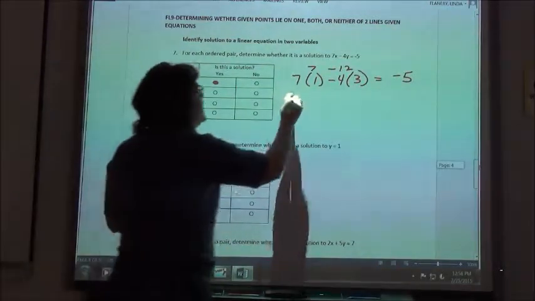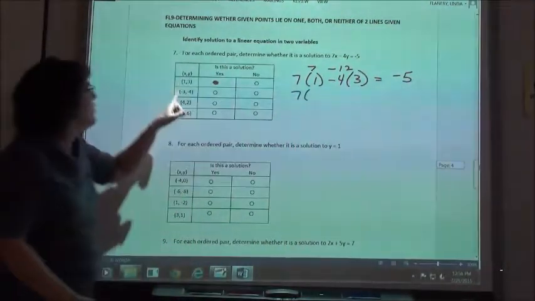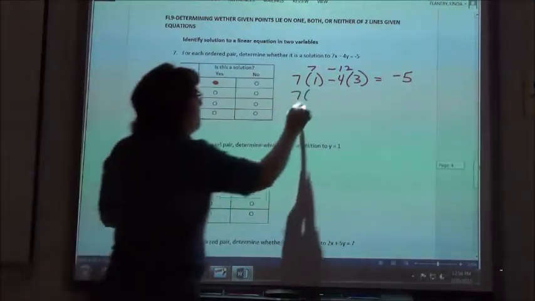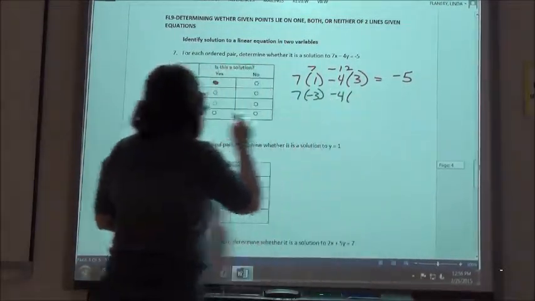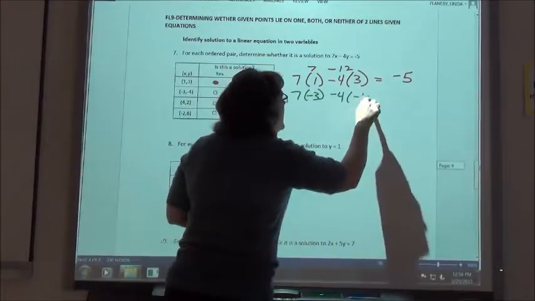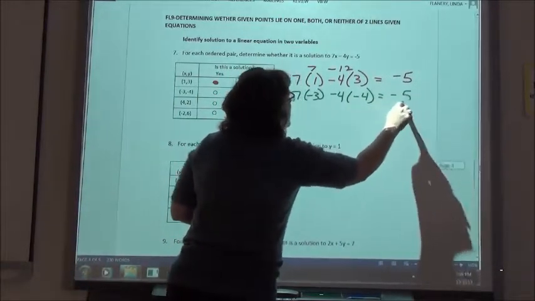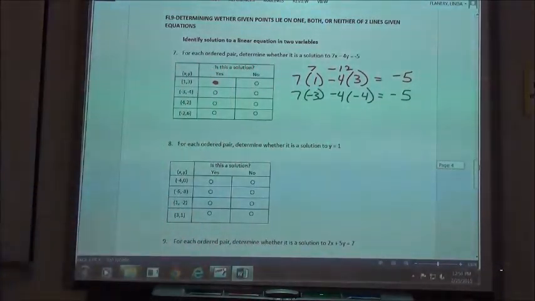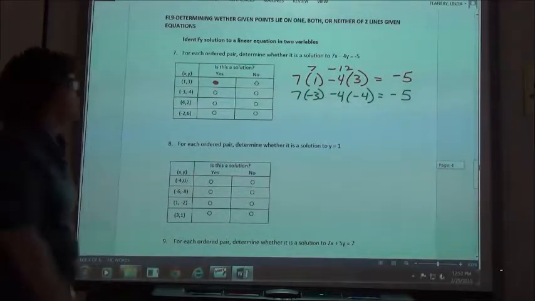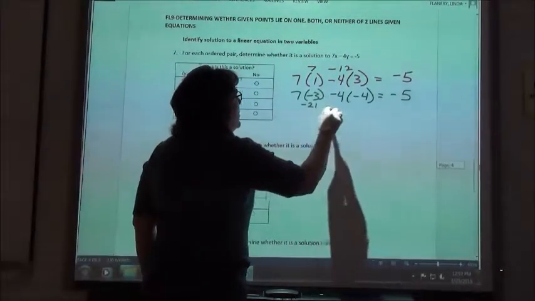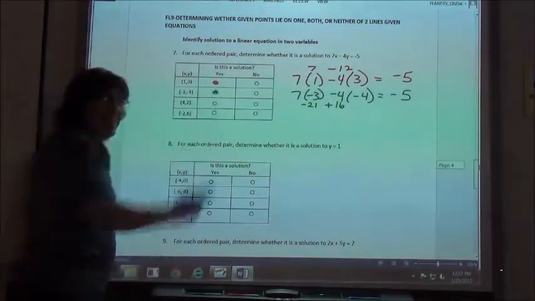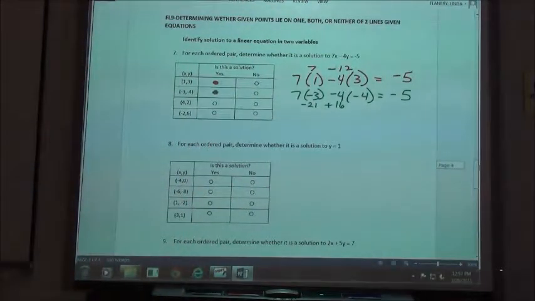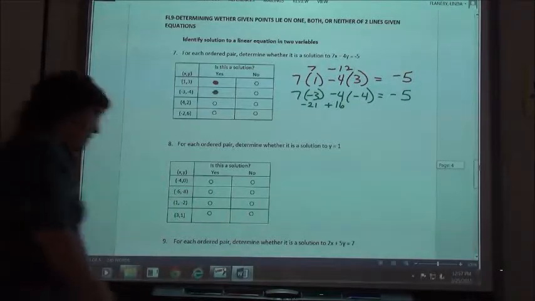So we're going to say 7 times the x value of our point, which is negative 3, minus 4 times the y value of our point, which is minus 4. Do we get an answer of negative 5 or not? Yes. Negative 21 plus 16. You guys are just way faster than me. Yep, got negative 5 again. So then we got to do the third one.